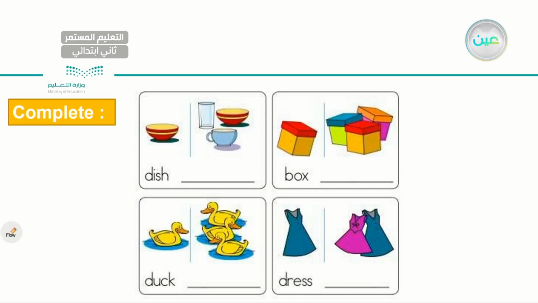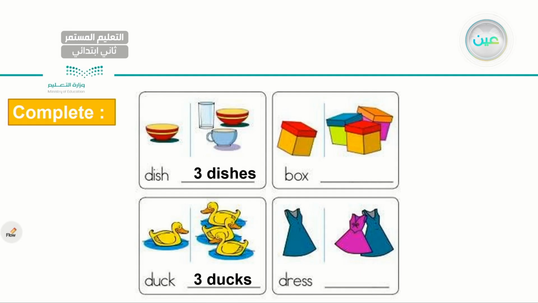Now, how about this one? First one, I have a dish. Okay, for dish, because it ends in S and H, we have to add ES. 3 dishes. Next one I have a duck. 1, 3 ducks. Very good.